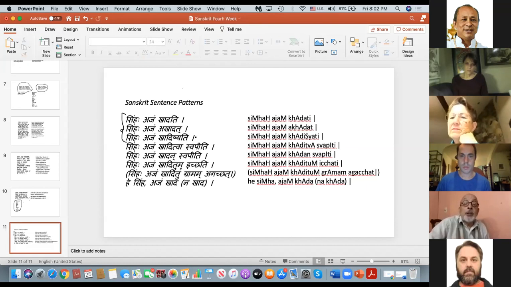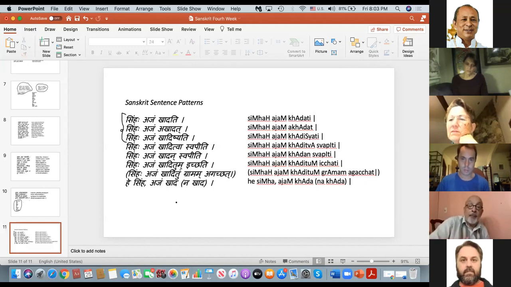One, the difference is present tense, past tense, and the future, right? And then you can go dual and you can go plural as well. Simha ajam khadanti, simha ajam akhadan, simha ajam khadishyanti. I'm turning into plural, right?